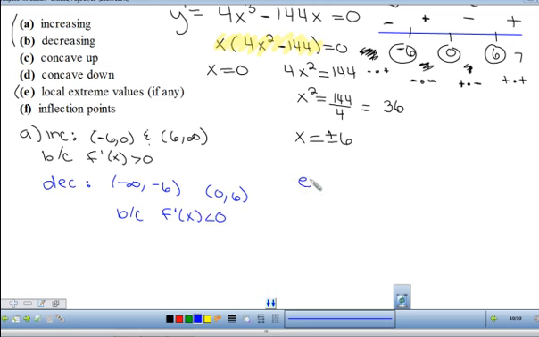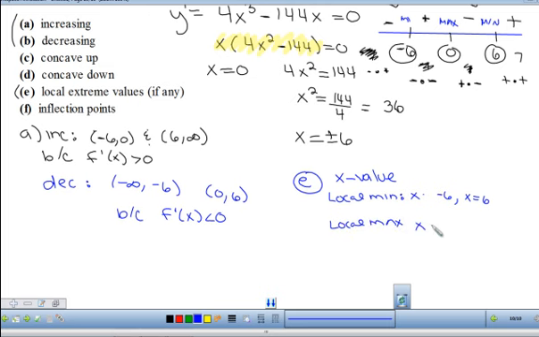And we're going to also answer E. Okay, my x value of my local min. That's going to be x equals negative 6 and x equals 6. So this is a min, my max, my min. So my local max is when x equals 0.